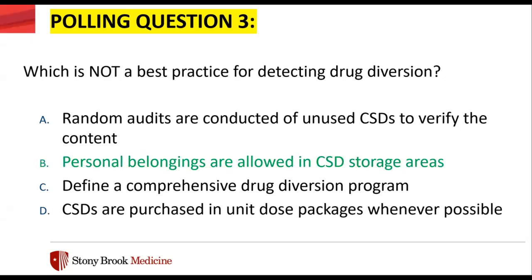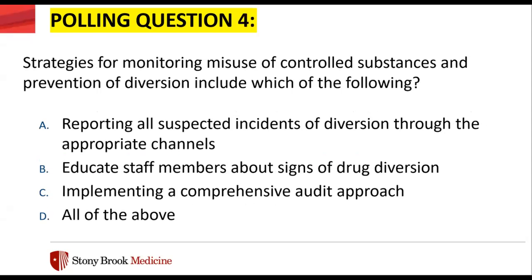Perfect. And then also our next polling question. Strategies for monitoring misuse of controlled substances and prevention of diversion include which of the following? So I kind of gave it away. It's D, all of the above. So you want to report all suspected incidents of diversion through the appropriate channels. You want to educate staff members about signs of drug diversion and you want to implement a comprehensive audit approach.